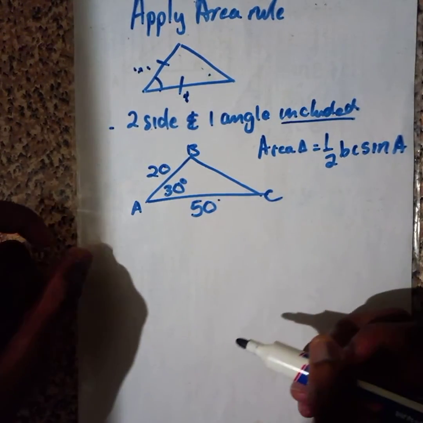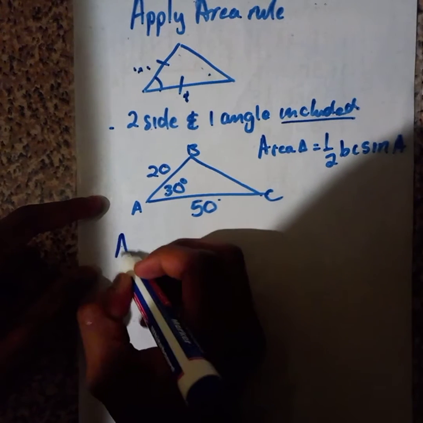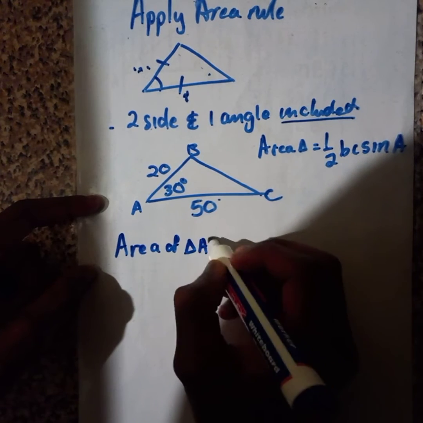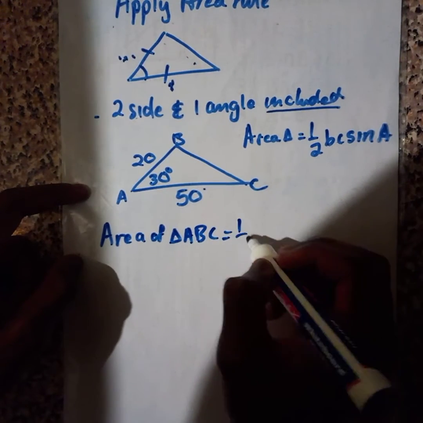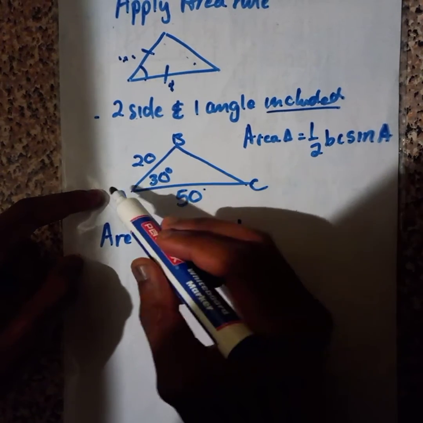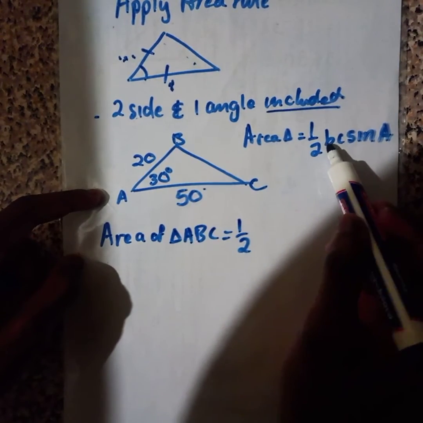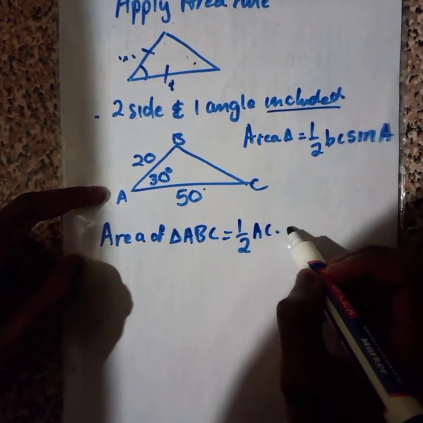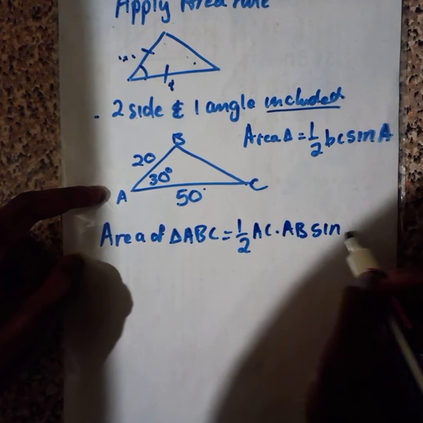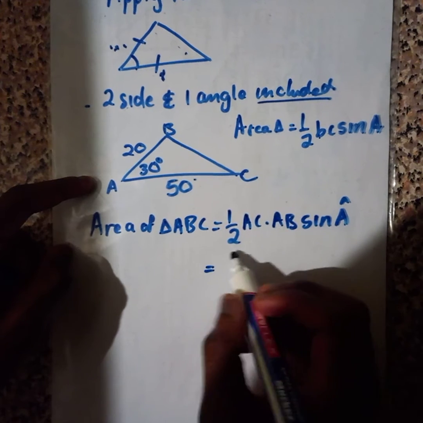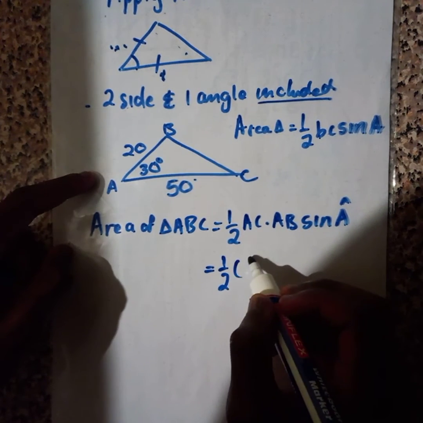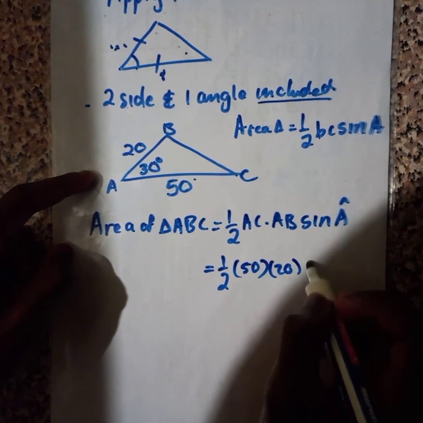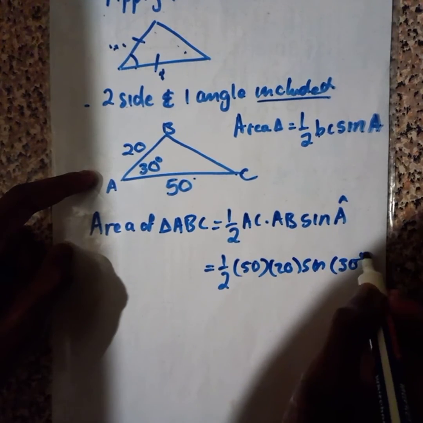Then how are we going to write our formula? We're going to say area of triangle ABC equals 1/2 bc, where lowercase b in this case is AC. We multiply by AB. Then sine of A, which is angle A. Then it's so simple. You just substitute everything: AC is 50, then 20, sine of 30 degrees.